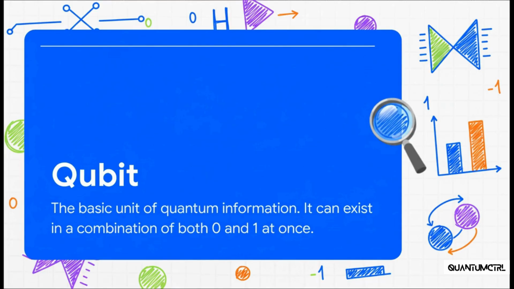It can be a 0, it can be a 1, or, and this is the wild part, it can be both at the exact same time. This is called superposition. The best way to think about it is like a spinning coin. While it's up in the air, is it heads or tails? It's kind of both, right? Only when you slap it down on your hand, when you measure it, does it have to pick a side.